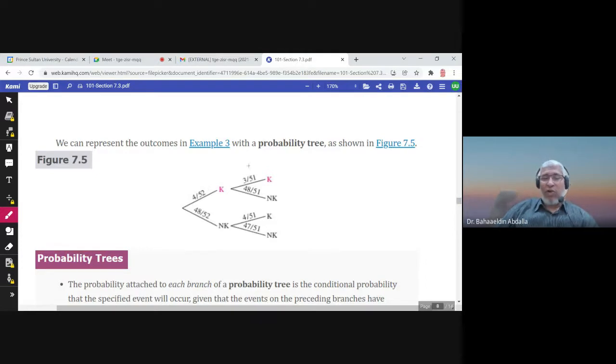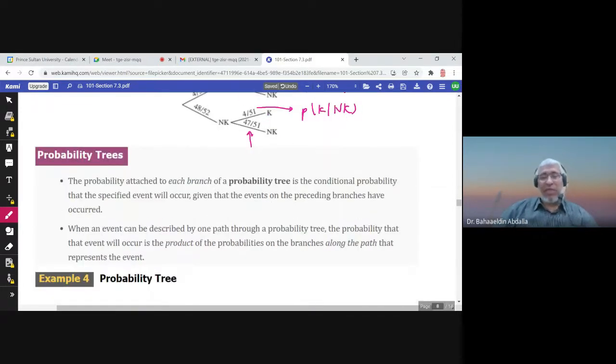So always, these four probabilities are given probabilities. So 3 over 51 is the probability of king in the second given king in the first. This 48 over 51 is the probability of not king in the second given king in the first. So all of these are conditional. This one is the probability of king in the second given not king in the first, and so on. So this is what he says here.